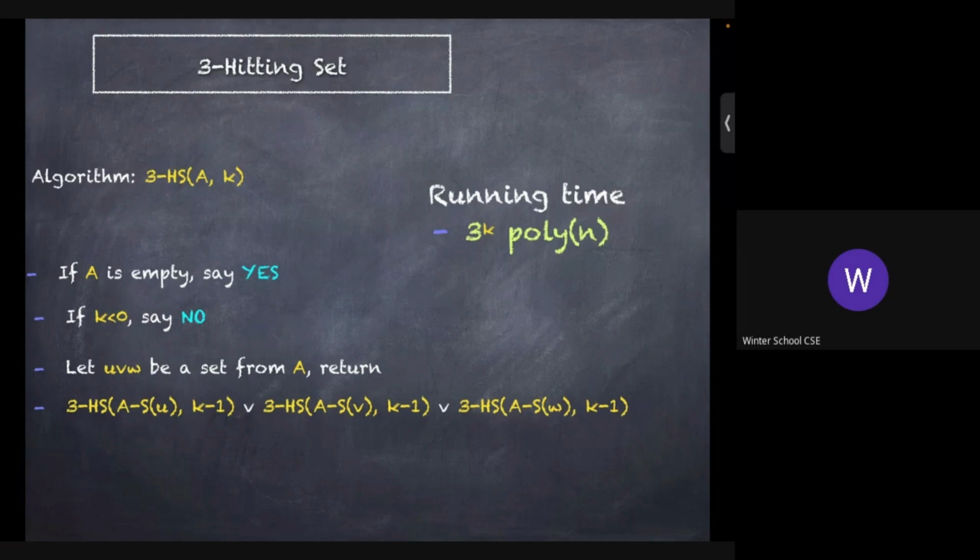Of course, you can look at the branching vectors and try to compute the polynomials, or you can argue with the branching tree: I have a tree of height at most k, but this time the degree of this tree is 3, so it has at most 3 to the k vertices.